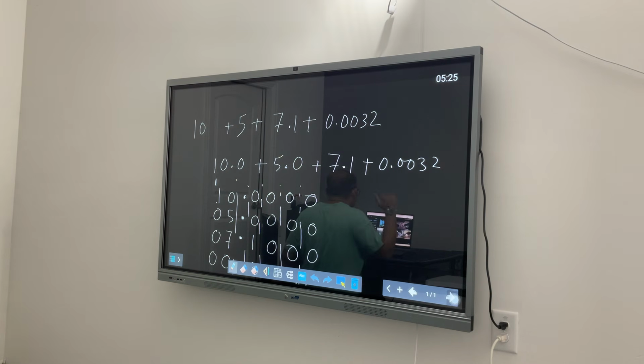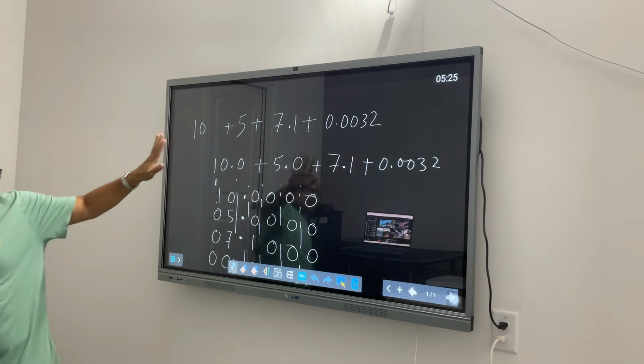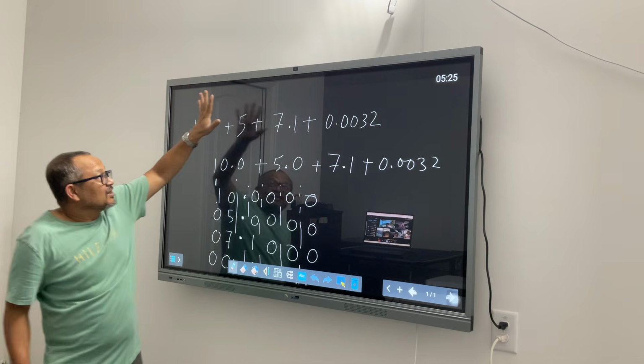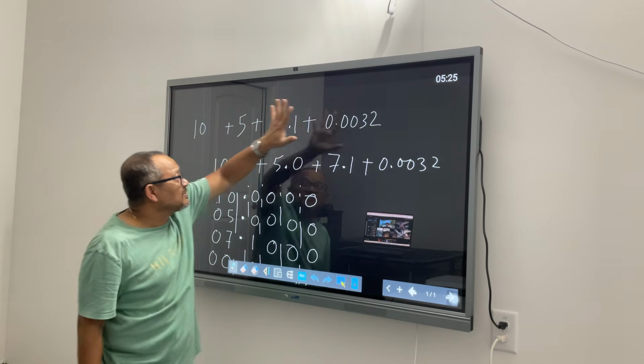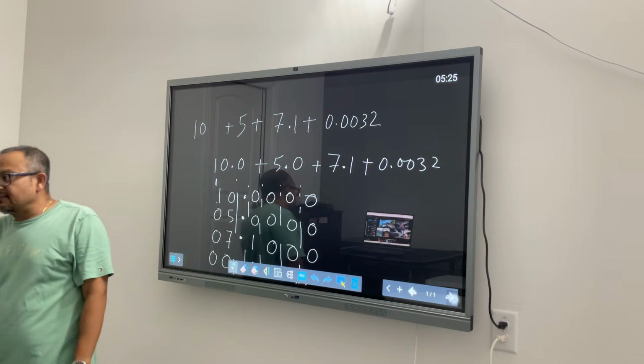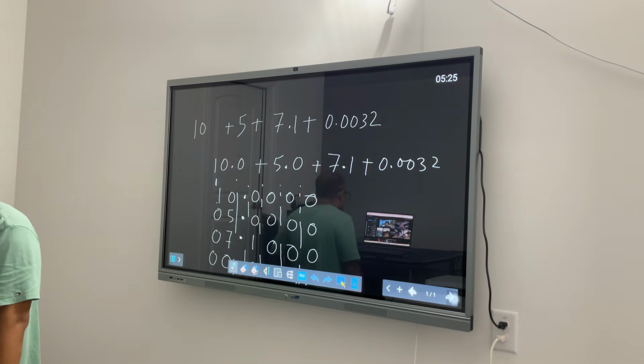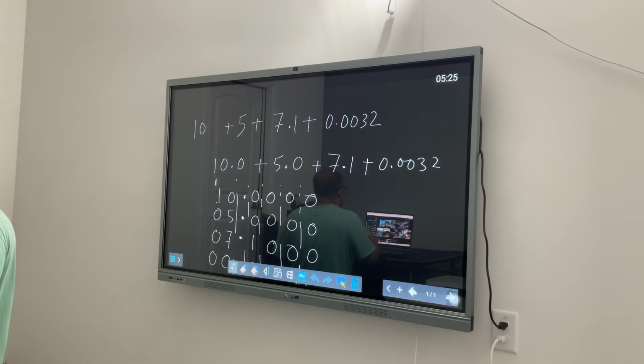Okay, so coming to this one, I am not trying to add apples to peaches. These are different types of numbers. It gets confusing if you try adding different types of numbers. So the first thing we do is convert them to one form.